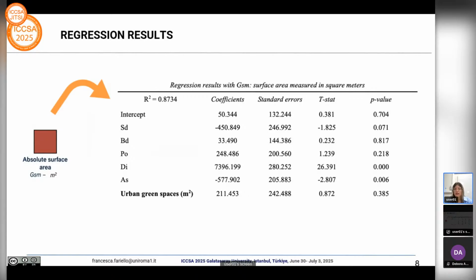Overall, the model has a good explanatory power with an R-square of about 0.8734. However, if we look specifically at the variable green, we see that it is not statistically significant. The p-value is 0.385, well above the conventional thresholds. What does this mean? That in this case, the absolute amount of green does not have a clear or stable effect on house prices. Probably the housing market does not simply respond to the amount of green, but to how this is distributed or perceived.